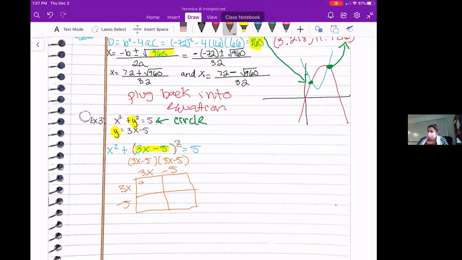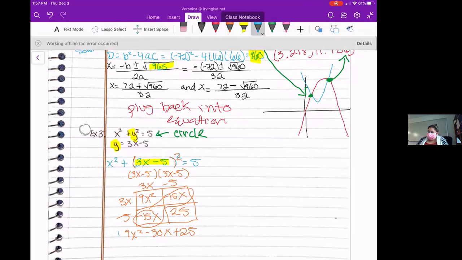So 3 times 3 is 9x squared. Negative 5 times 3, negative 15x. Negative 5 times 3 is negative 15x. Negative 5 times negative 5 is a positive 25. So we end up with 9x squared, combined like terms, minus 30x plus 25. So we're going to bring down this x squared and equals 5.